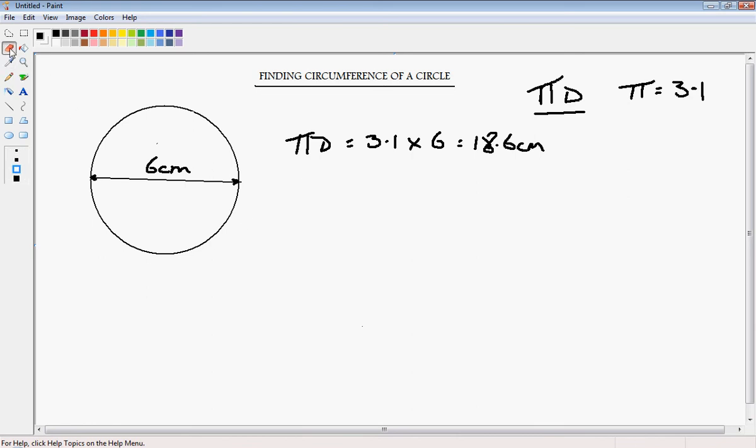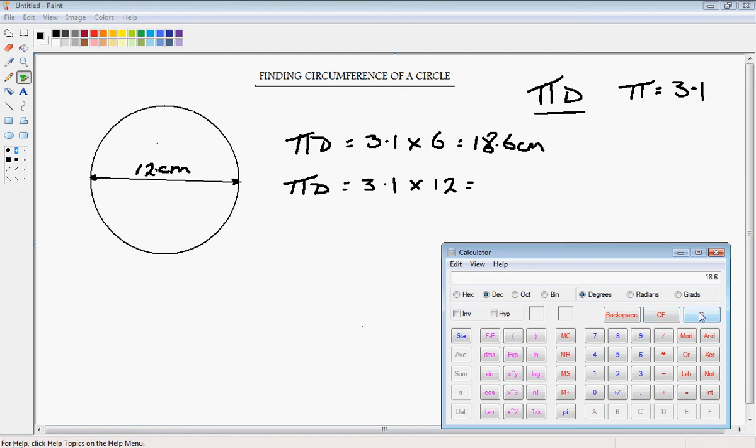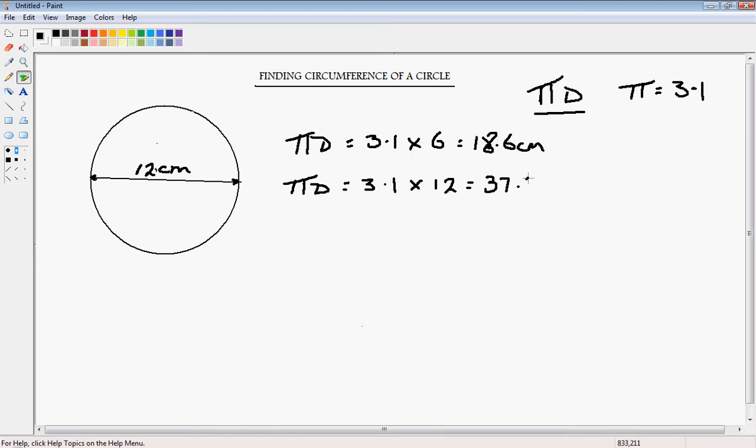Okay, so let's just do another one so that we get the feel. Let's just rub this out, and we have a 12 centimeter circle. So again we write pi d, and this will be 3.1 multiplied by the diameter, which is 12, and that will give us, so again in the exam you'll have the calculator there, so we'll have 3.1 multiplied by 12, and this will give us 37.2, so we get 37.2 centimeters. Okay, so it's a nice simple little calculation to do.